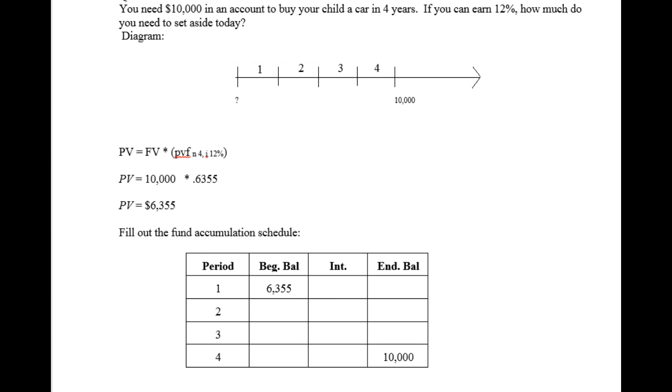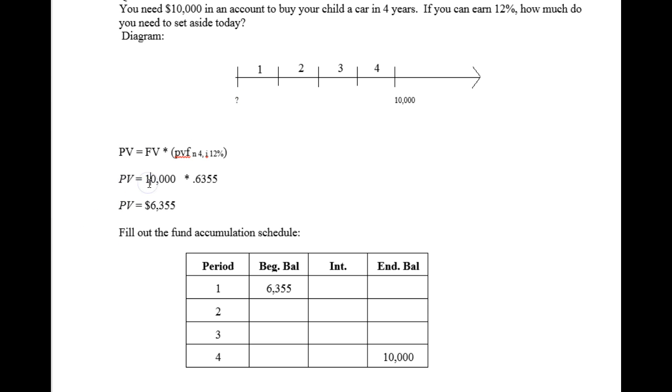Well, if you're really good at this, then you've understood all of that. Let me give you an arbitrary question that you can solve. If you need $10,000 to buy your kid a car in 4 years, how much do you have to set aside today to accomplish that if you can earn 12%? Well, we know that we can use a table for that, so let's use our formula. What is the present value? That's where my question mark is.